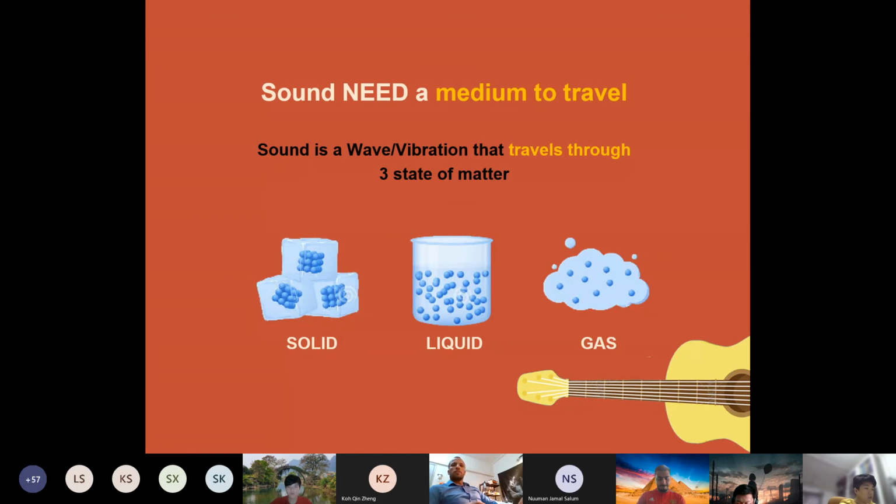How can we make sound visible? Do you know how we can make sound visible? Okay, so I will play the video to show how they made the sound visible.